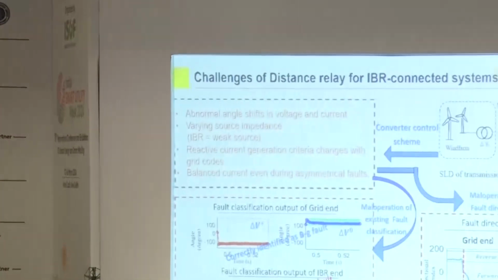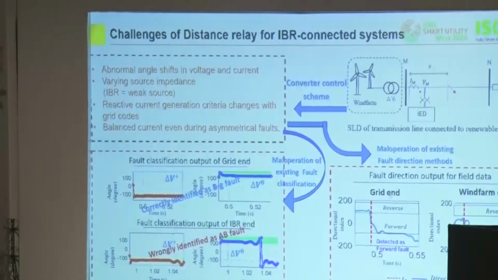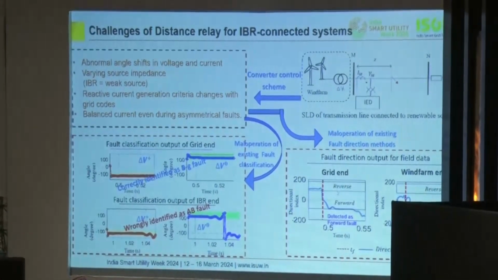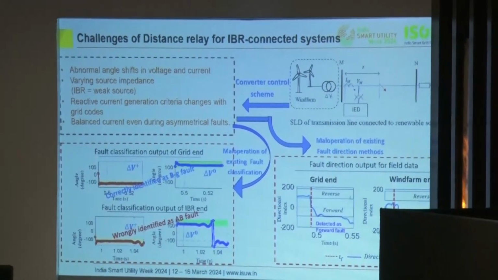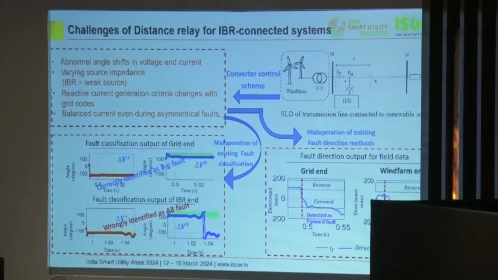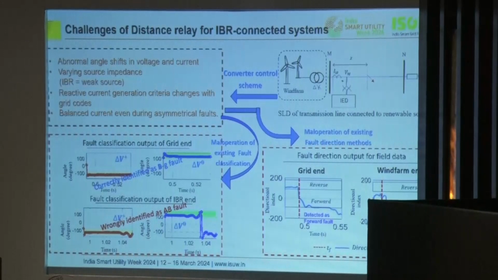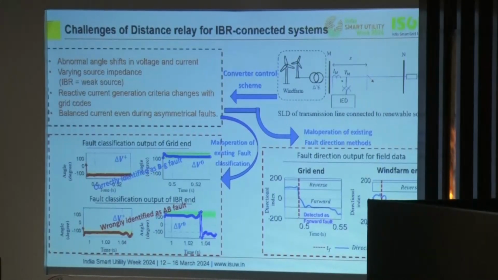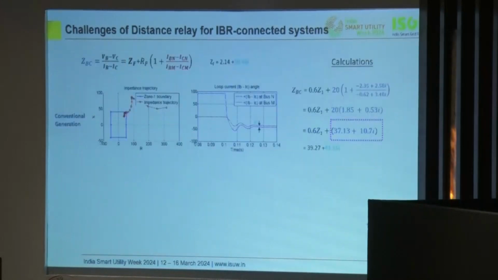So if we see for the same example, in case of grid end, the fault is correctly identified as forward fault, whereas in case of wind farm end, we can see that the directional index is fluctuating throughout, leading to no proper output from this fault direction module. Now, let's understand the distance part.